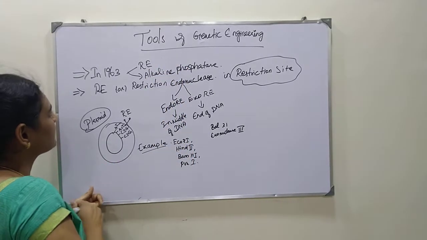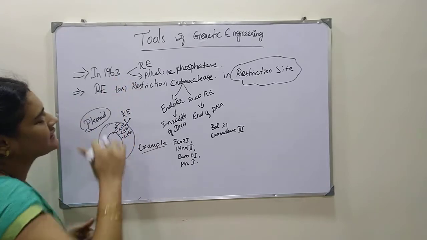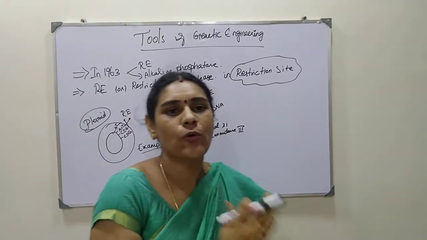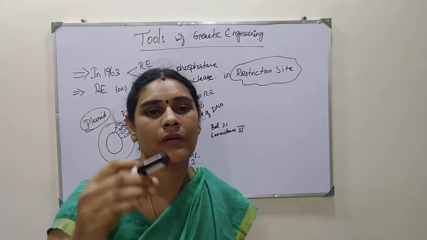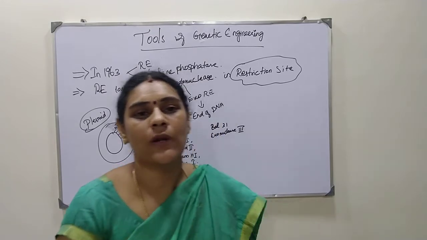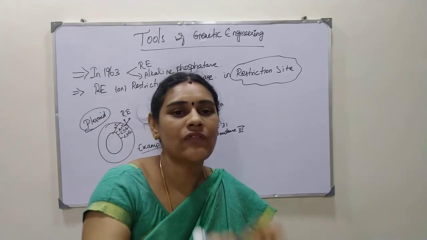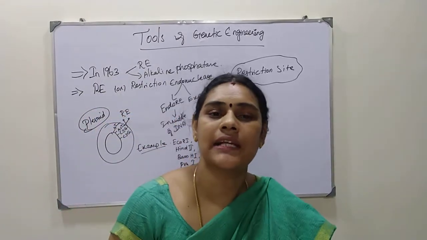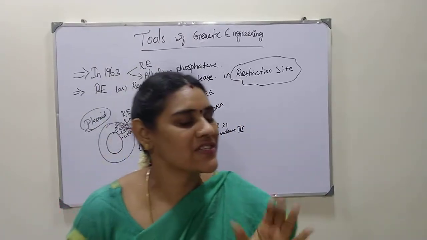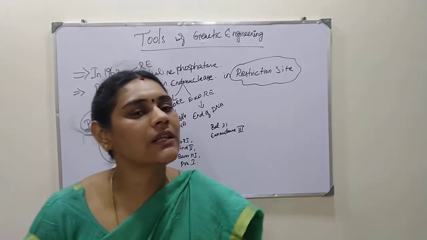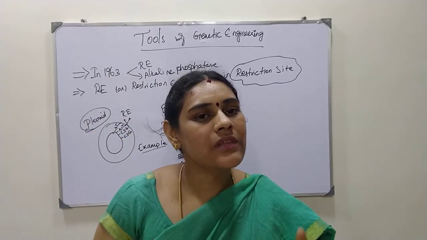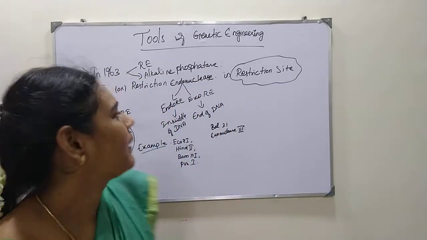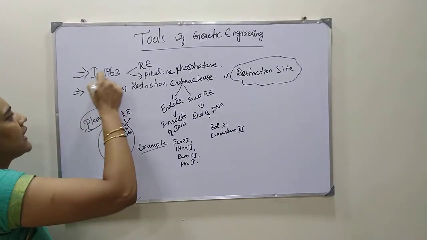In the year 1963, there was a restriction in the growth of bacteriophage in the E. coli organism. Bacteriophages you have studied last year in the lytic cycle and lysogenic cycle. Bacteriophage is a virus. When it is growing in the bacteria, its growth gets restricted by two enzymes, discovered in the year 1963.